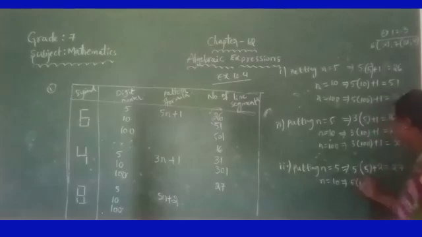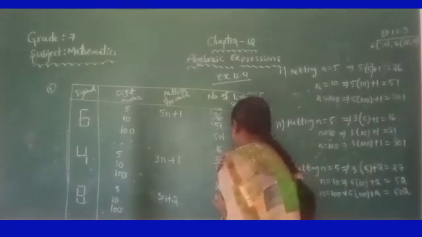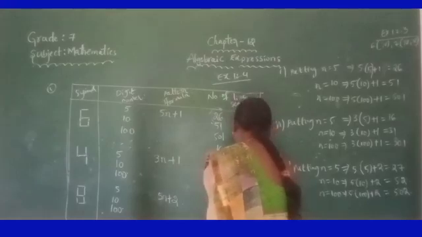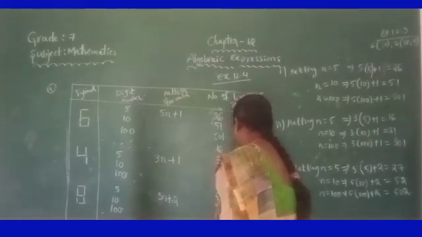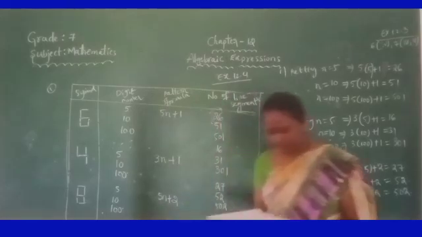Like that, n is equal to 10. 5 into 10 plus 2. 5 times 10 is 50 plus 2 is equal to 52. n is equal to 100. 5 into 100 plus 2. 5 into 100 is 500 plus 2, 502. So the number of line segments for digit 10 is 52, and for digit 100 the number of line segments is 502.